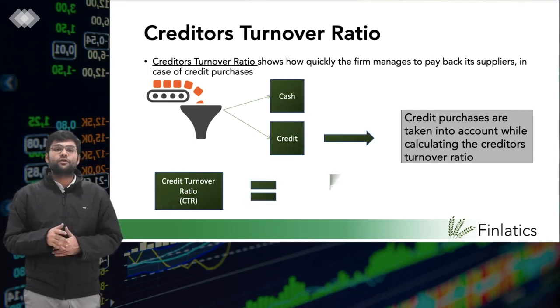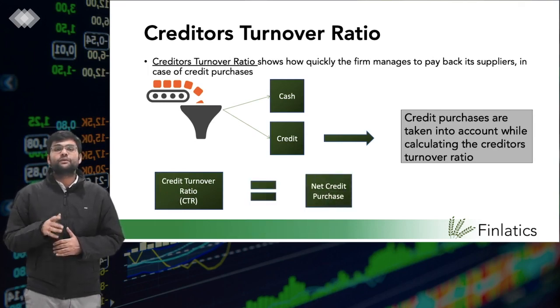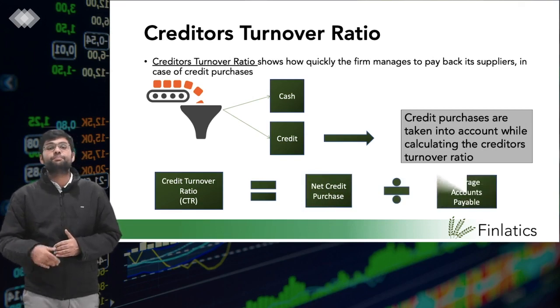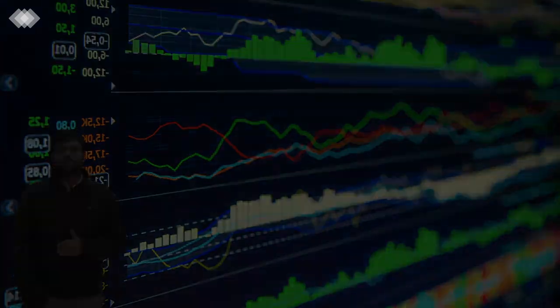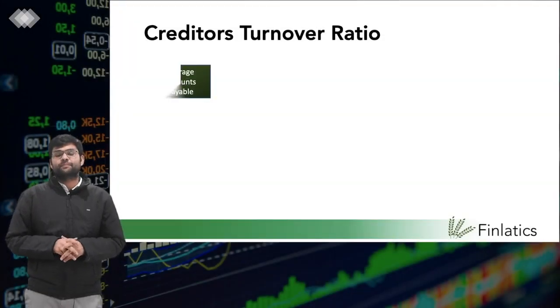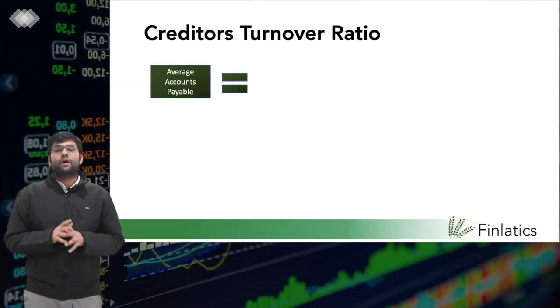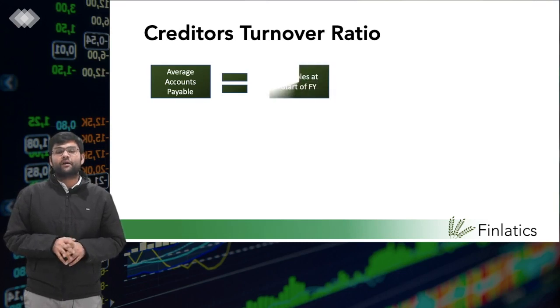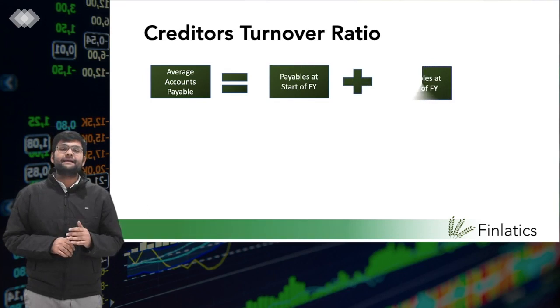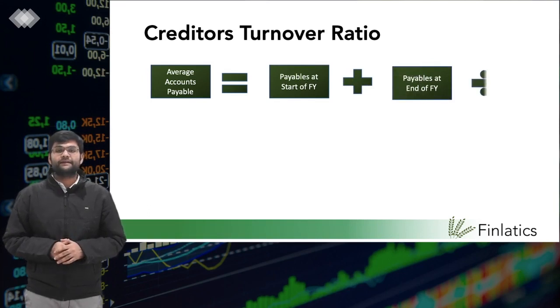Therefore, creditors turnover ratio is equal to net credit purchases divided by average accounts payable. Average accounts payable is equal to accounts payable at the start of the financial year plus accounts payable at the end of the financial year, divided by 2.